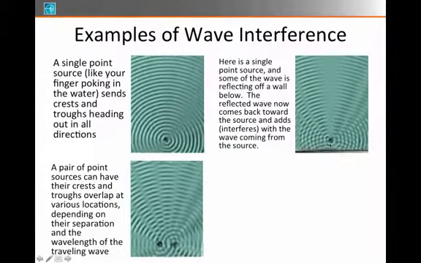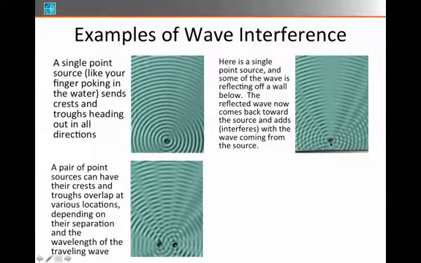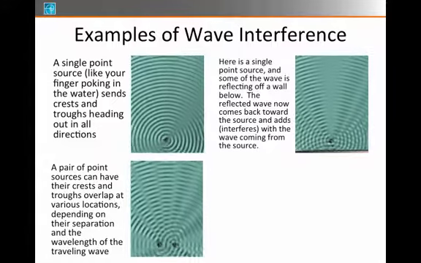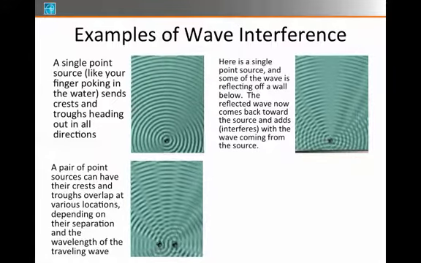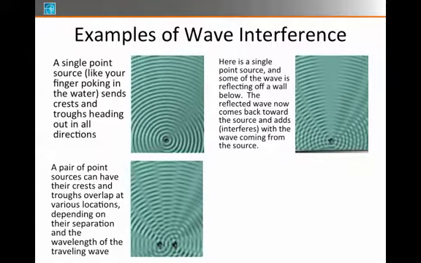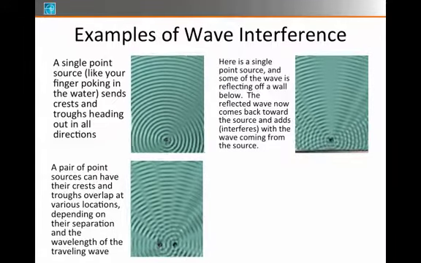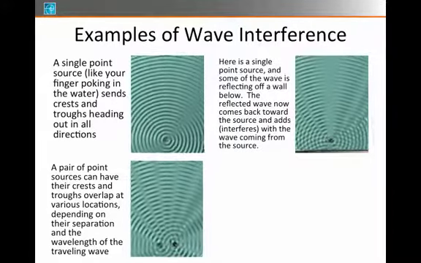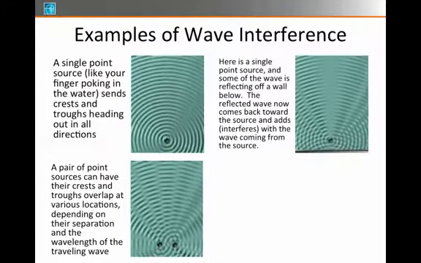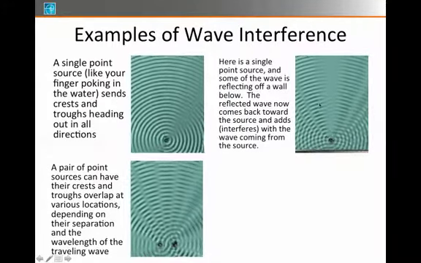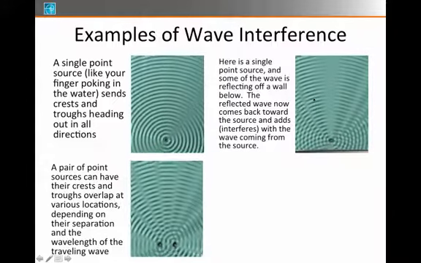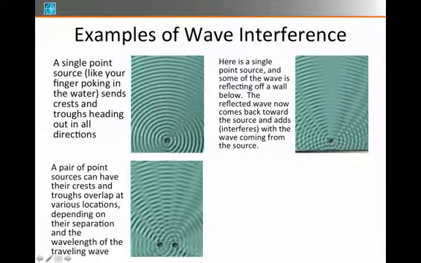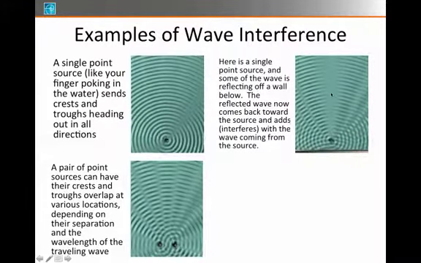Here's in fact a single source creating outgoing circular waves in all directions, except there's a wall down at the bottom here, and it's causing reflections of that spherical wave back toward the source. And then the source, which is still vibrating, has a wavefront that's interfering with the one that's reflecting off the wall. And again, you can see regions of constructive interference and regions of destructive interference. This line behind the source seems to have no wave whatsoever.